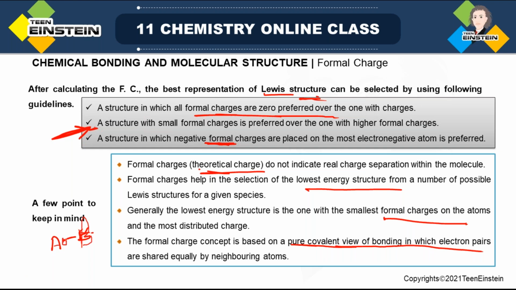And there are two electrons present that is shared between them. So that is the covalent view. Here we are not considering any fact that is based on ionic bonding or electrovalent bond, that is, one atom has completely given an electron and another one is completely accepting. We have not considered any of these things. We have purely considered the covalent view. So formal charge, this concept is based on covalent bond formation view, not ionic, where the electrons are shared equally by the neighboring atoms.